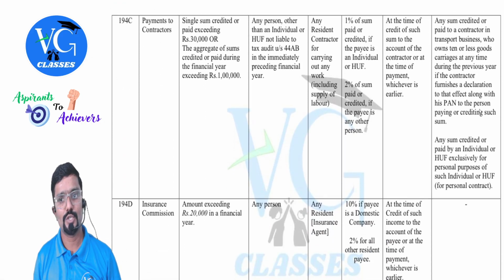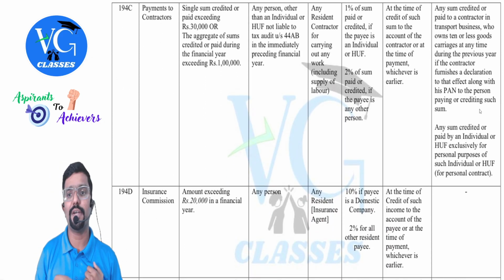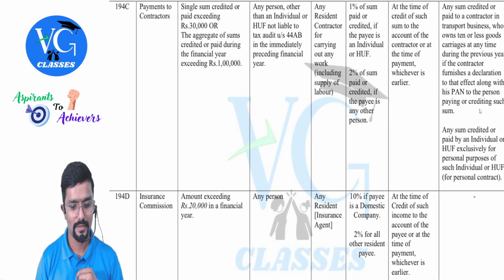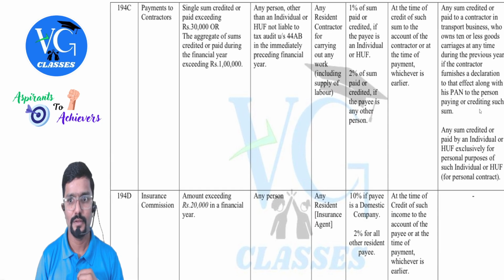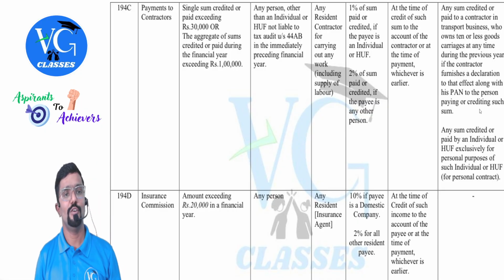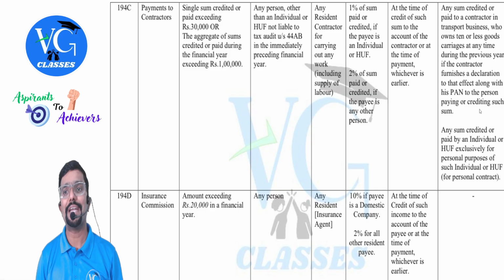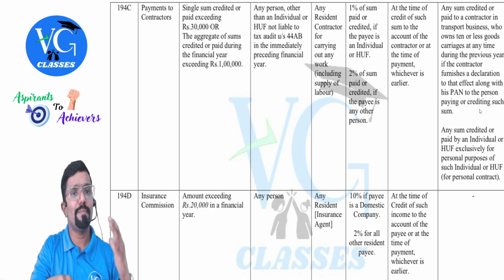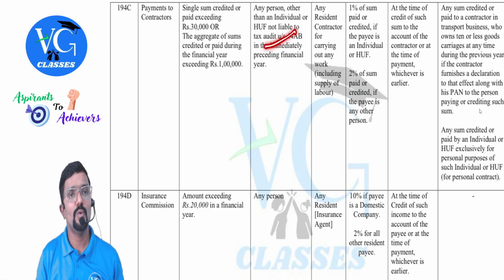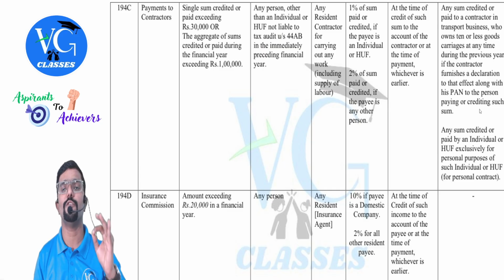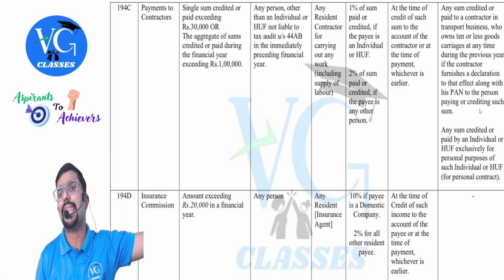Next, 194C. One of the important sections, guys. Seeing? Good. Payment to contractors. C for what? Contract payment. So who is making the payment? I will first cover the payer. Who is making the payment? Any person other than individual or HUF who was not subject to tax audit last year.